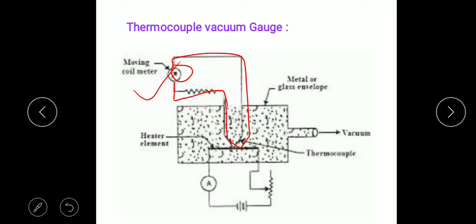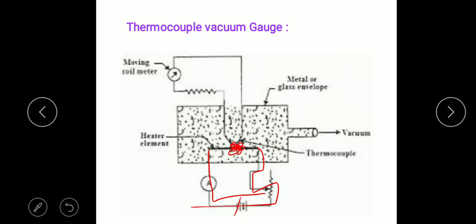Now another thing is the heater element, or you can consider it a metal strip also. That metal strip is present in the glass envelope, and to that metal strip this thermocouple is welded at a point. Now the metal element or the heater element is connected directly with the circuit. I will show the battery here.